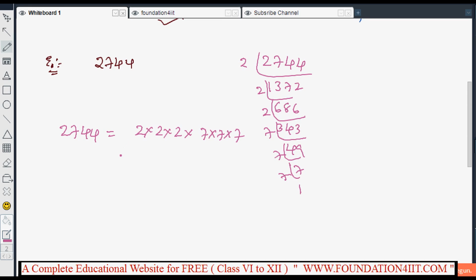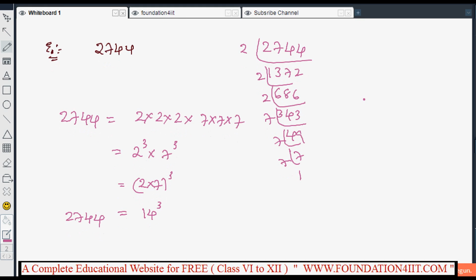So we can write this as 2 power 3 into 7 power 3. That is 2 into 7 whole power 3. So 2 sevens are 14, power 3. So 2744 is 14 power 3. So 14 is the cube root of 2744. So we can test whether the number is a perfect cube or not also. We need to use only the prime factorization method.